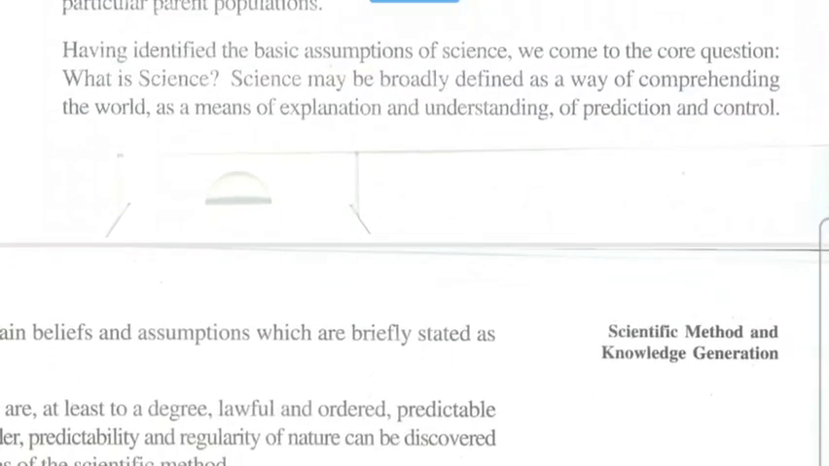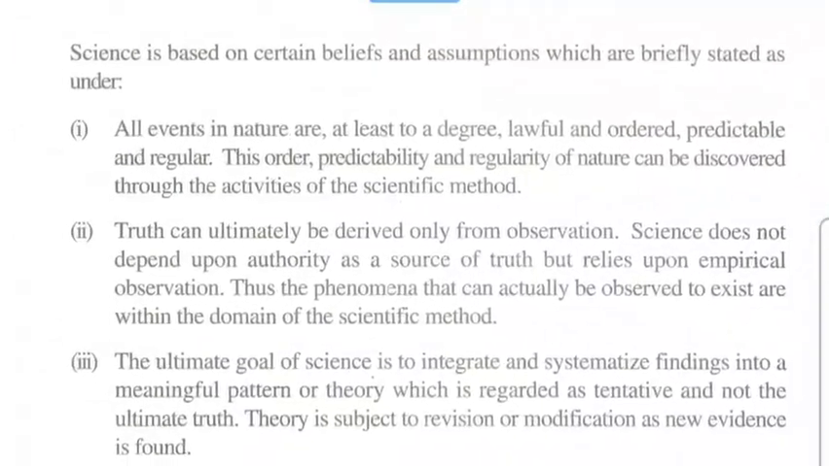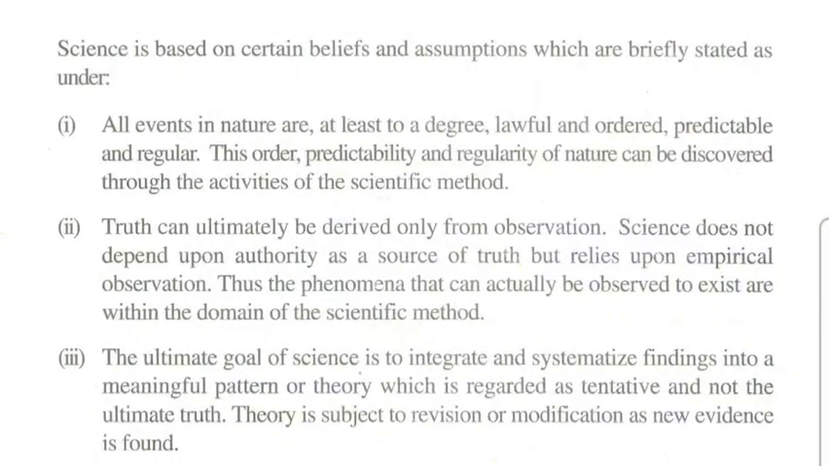Having identified the basic assumptions of science, we come to the core question: what is science? Science may be broadly defined as a way of comprehending the world, as a means of explanation and understanding, of prediction and control. Science is based on certain beliefs and assumptions which are briefly stated as under: all events in nature are, at least to a degree, lawful and ordered, predictable and regular. This order, predictability and regularity of nature can be discovered through the activities of the scientific method.